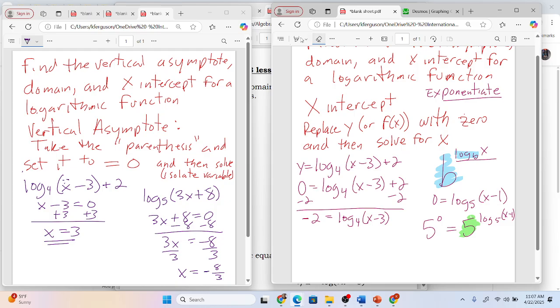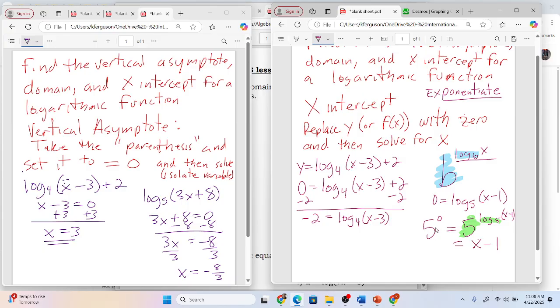Okay, let's see if I can do that right this time. Just this part, right? Those two things, they cancel each other out. So then all I'm left with is x minus 1 on the right side.